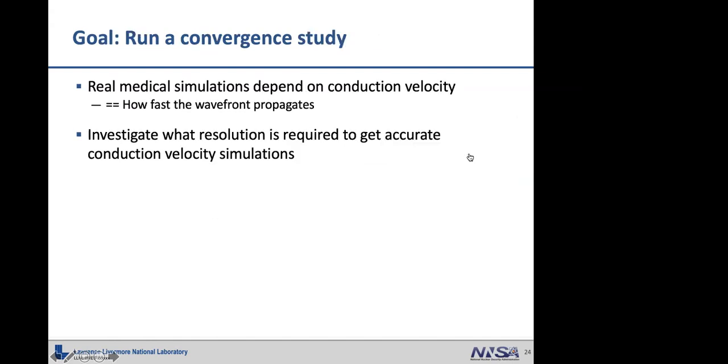My goal here is to have you run a convergence study, because real medical simulations depend on the waves propagating through the tissue at the correct speed. If those waves are off, then simulation results quickly are not useful for clinicians. And I want to see what resolution is required to get accurate conduction velocity simulations. So this is going to require you to run both a whole bunch of small simulations and larger simulations to verify what the conduction velocity should be for your problem.